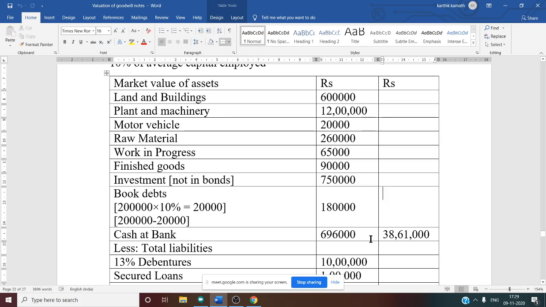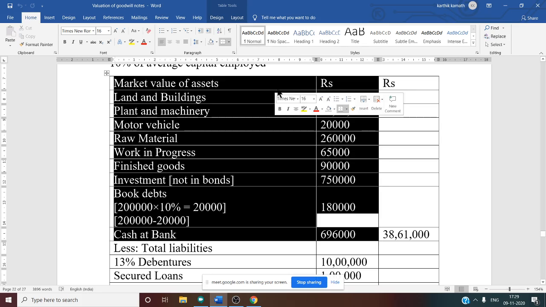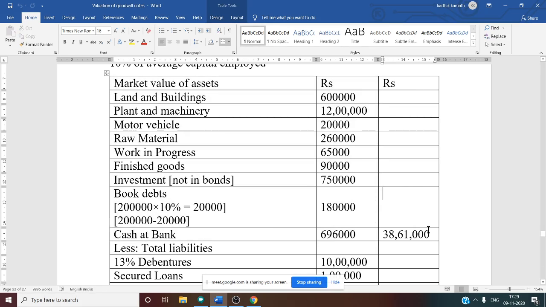So you need to add all this information. That is all the market value of assets, that is the total agreed value of assets. All this information you need to add. You will get the total as 38 lakh 61,000. So this is our total agreed value of assets.